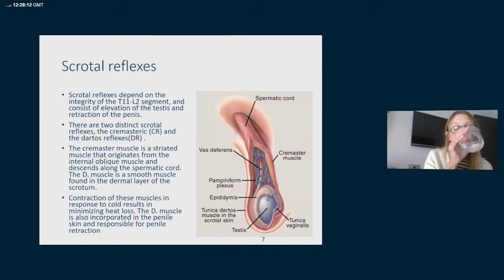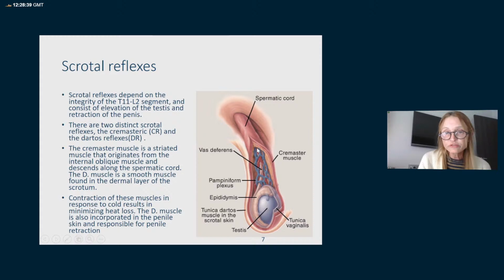Another way to test the sympathetic nervous system is the scrotal reflex, because the scrotal reflex depends on the integrity of the thoracolumbar segment and consists of elevation of the testis and retraction of the penis. There are 2 different scrotal reflexes, the cremasteric reflex and the dartos reflex.